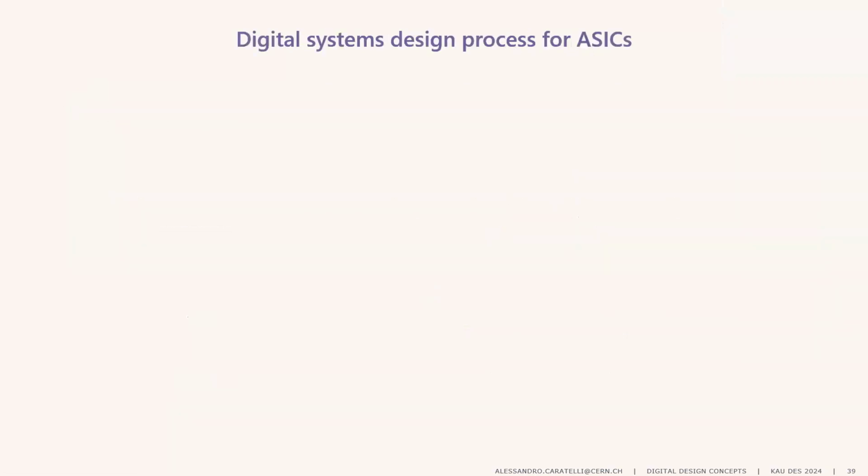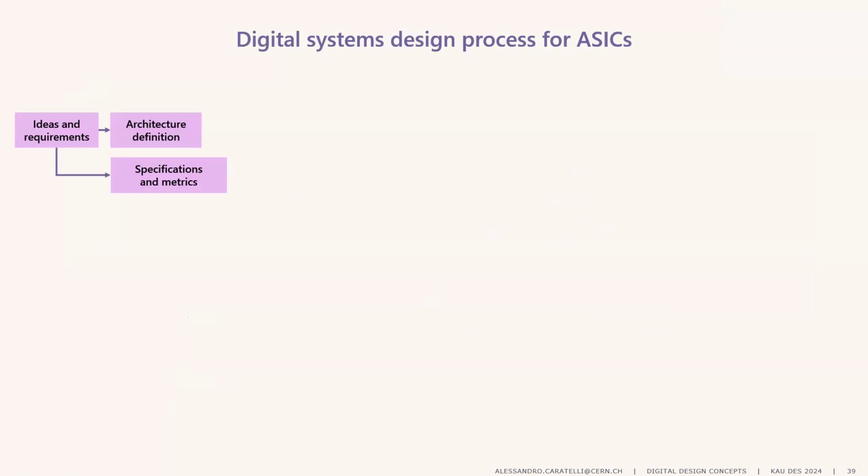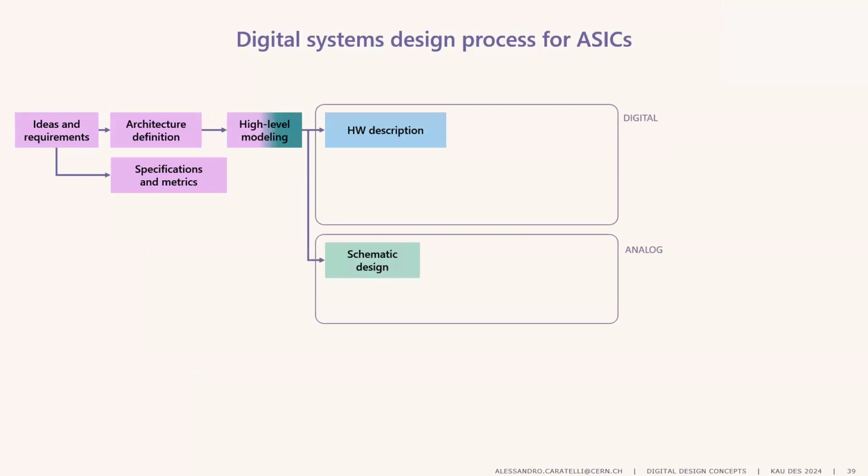And then we go actually into the design. Generally, when you do a digital system design, you will start from some ideas and the requirements of what you want to do. Based on that, you most likely will define an architecture that you are going to implement and also get some specifications and some metrics. Then after that, in some cases, you may move to a higher level modeling. Not always necessary, but sometimes it's useful to make a model at higher level. And then you finally go for the hardware description, which in the digital world means hardware description mostly in SystemVerilog or VHDL, or even a higher level of abstraction. And in the analog world means to design the schematic of your circuitry.